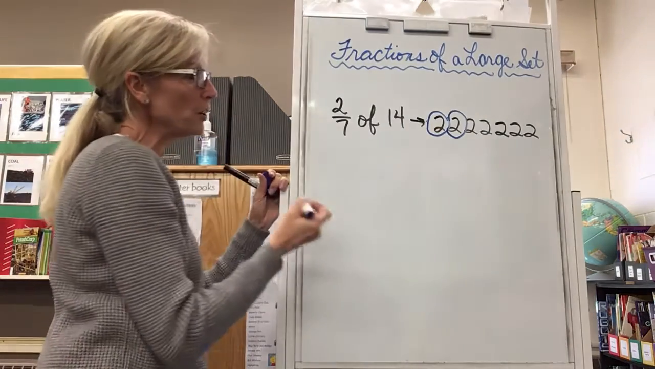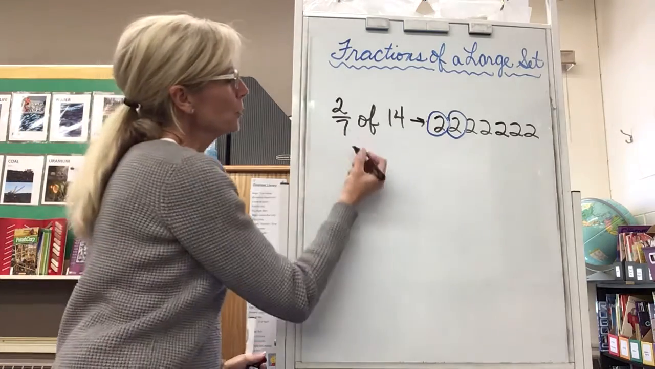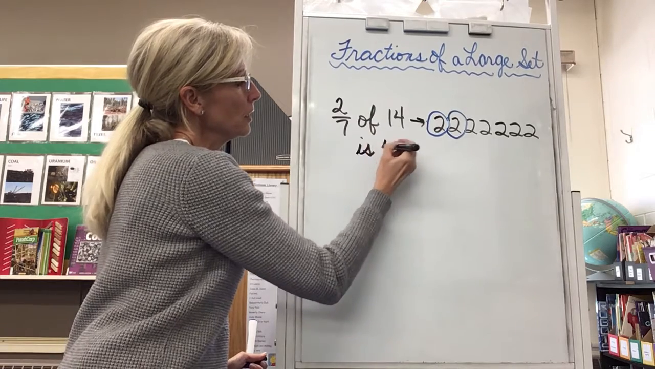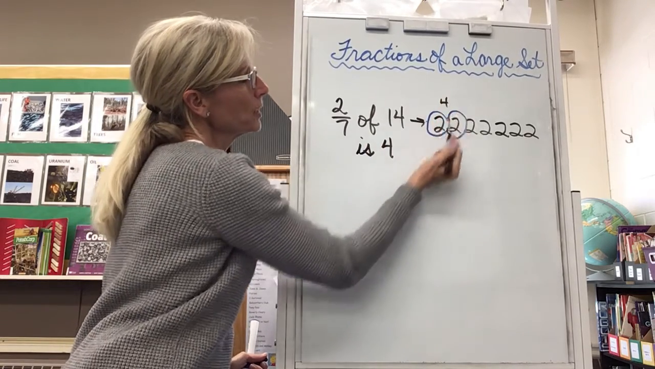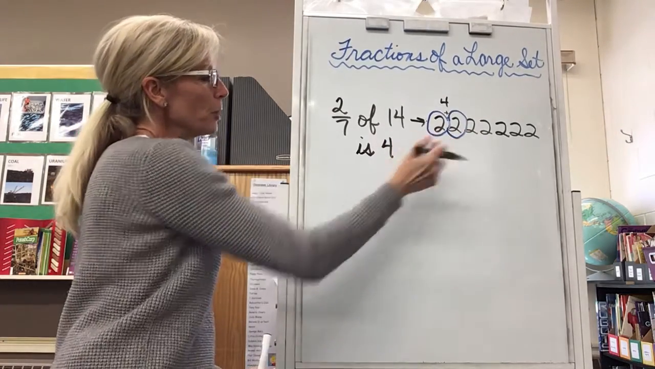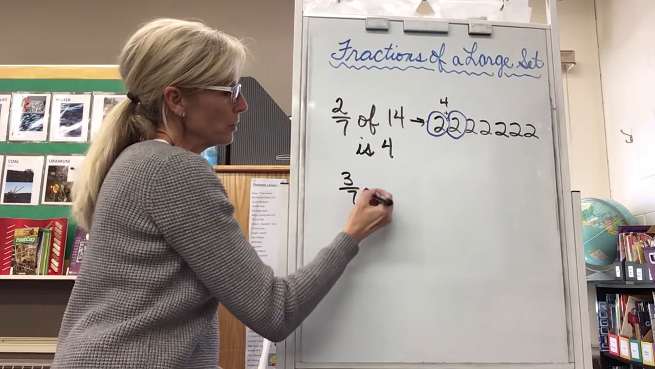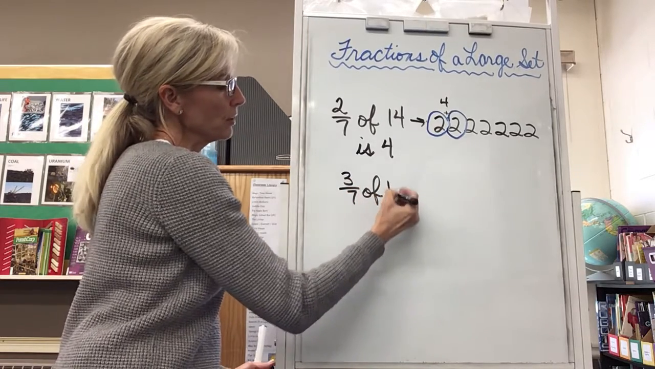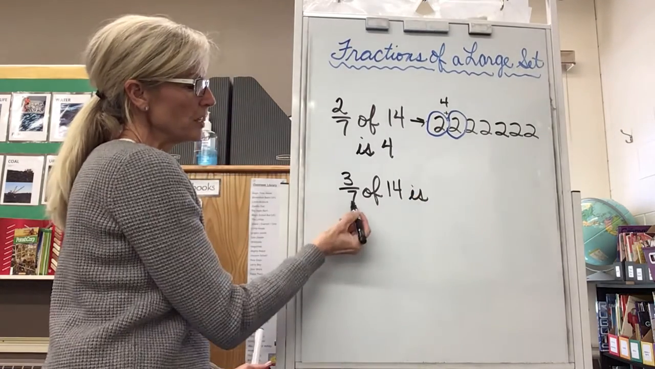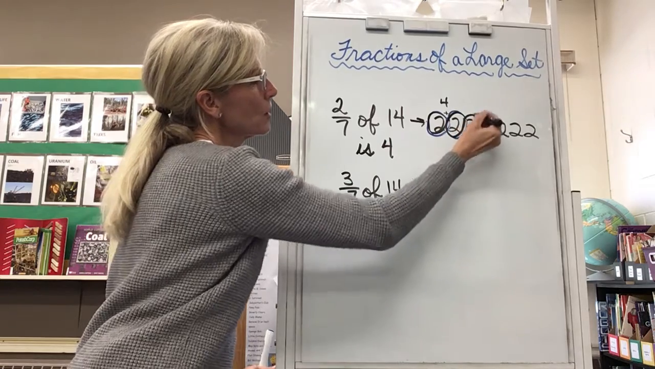Just add your groups up. 2 plus 2 is 4. So 2/7 of 14 is 4, because adding these together makes 4. 1 part, 2 parts. Let's use this same diagram and find out what 3/7 of 14 would be. 3 out of the 7 groups. 1 group, 2 groups, 3 groups.